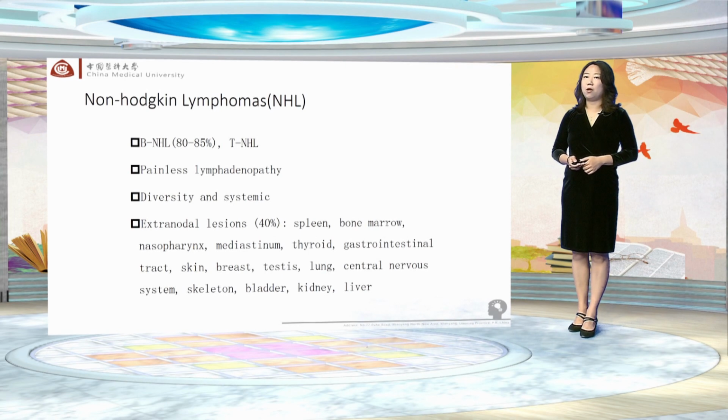Many extranodal organs can be involved, such as spleen, bone marrow, nasopharynx, mediastinum, thyroid, gastrointestinal tract, skin, breast, testes, lung, central nervous system, skeleton, bladder, kidney, liver, and so on.